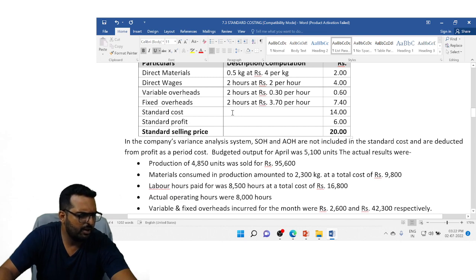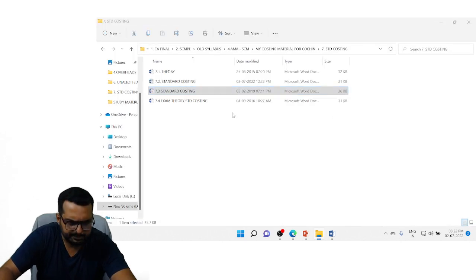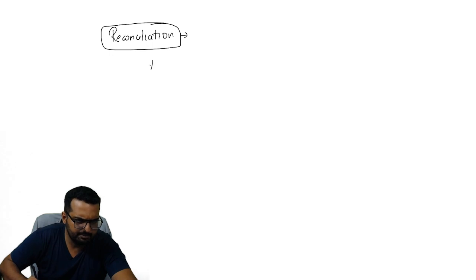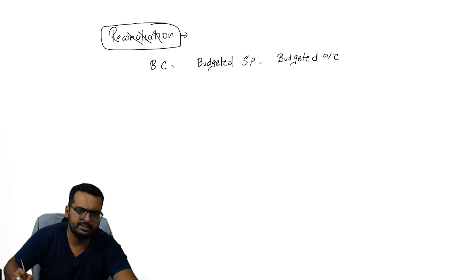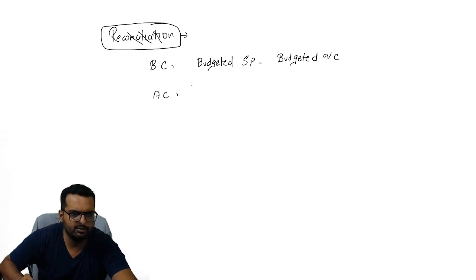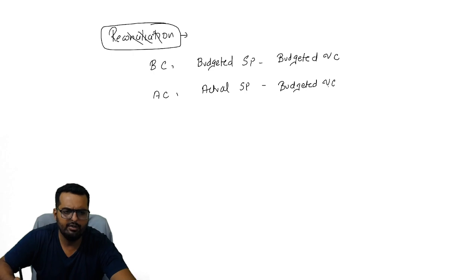Can I write the formula for BC and AC again? Okay. Wait. BC is what? Budgeted contribution, right? The formula is budgeted selling price minus budgeted variable cost. Whereas AC is what? Actual contribution. So that will be actual selling price minus, if I'm not wrong, budgeted variable cost only. We take the variable cost as a common thing. That is how we get the answer.